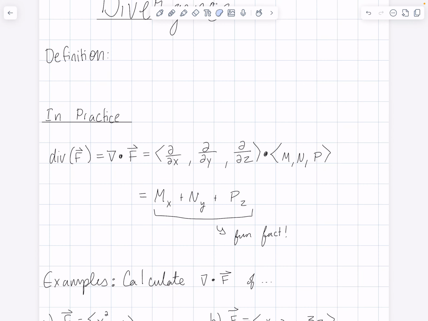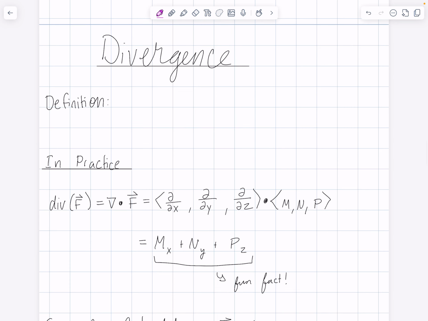Okay, gang. So now we know what our differential operators are. We know the ones we're familiar with. So let's move on to a new one. Let's talk about divergence. Let's open with a definition.